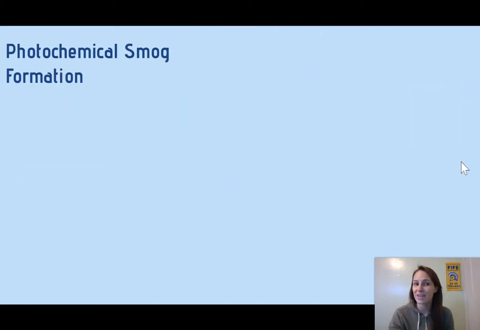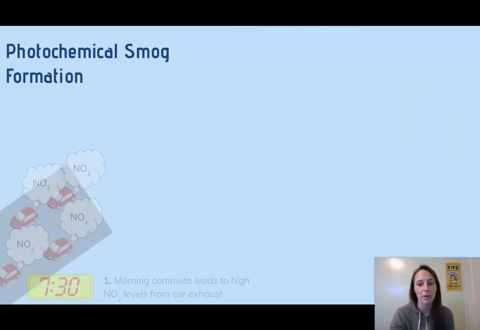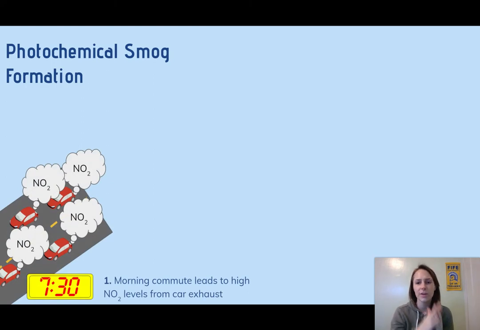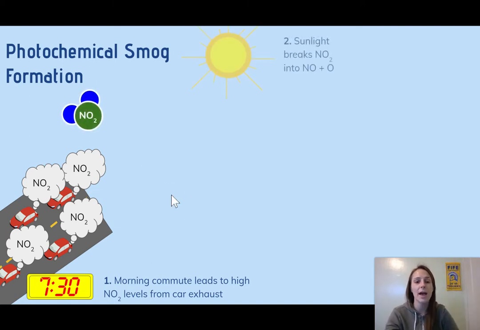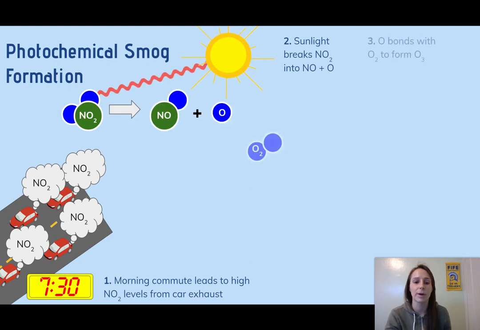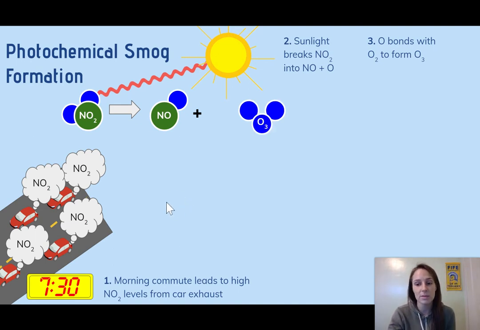So now we're going to talk about the photochemical smog formation. The first three steps are going to be the same as the last one, so I'm just going to go through them quickly. You've got your morning commute. You're going to have more nitrogen dioxide in the atmosphere. Sunlight's going to break it apart. That broken apart oxygen atom is now going to bond to form ozone. We're going to get ozone in the atmosphere.